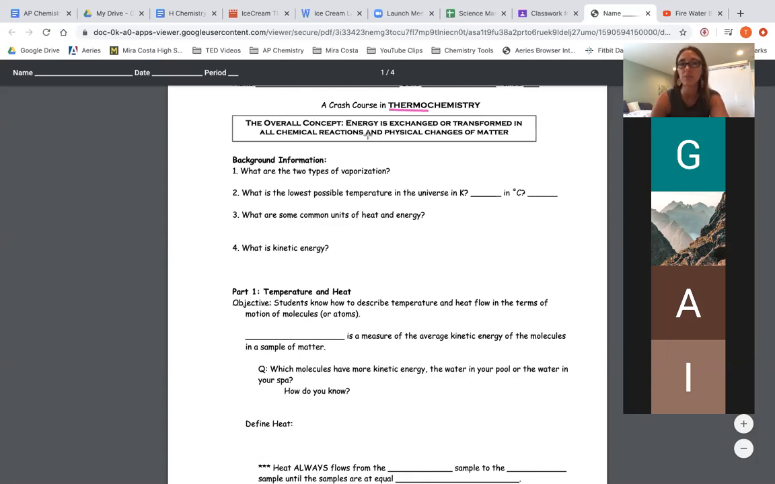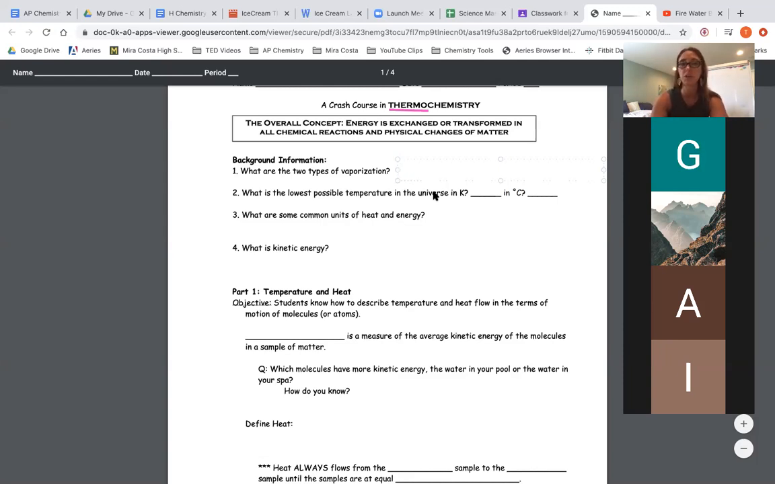And the overall concept of this unit is that energy is exchanged or transformed in all chemical reactions and physical changes. So we're going to look at some chemical reactions and some physical changes, and we're going to look at how heat is transferred during those processes. Okay, this is just some background information. Most of you should be able to answer these questions already, and if I'm going too fast, please let me know. I'm just going to fly through here because we've talked a lot about this stuff already, but please stop me if you have questions.